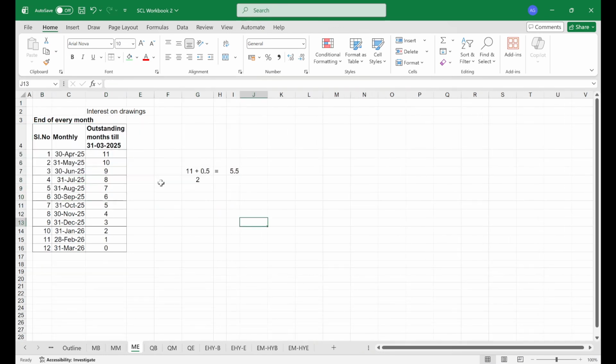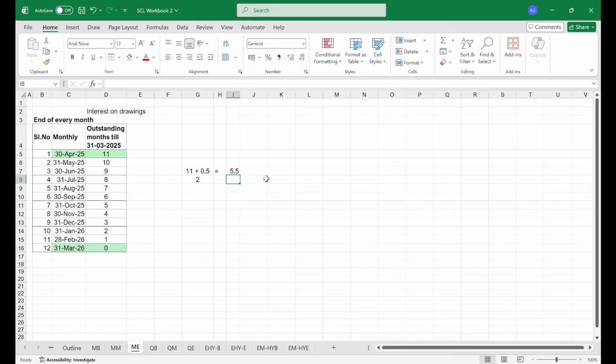Let's go to the next scenario. Partner withdraws at the end of every month. So the date of drawings will be 30th April, 31st May, June, July. It goes on till 31st March 2026. Again, focus on the first date of drawings and the last date of drawings. Again, you have 11 and 0.5 divided by 2, you get 5.5. Similarly, you go forward with regard to each and every situation.